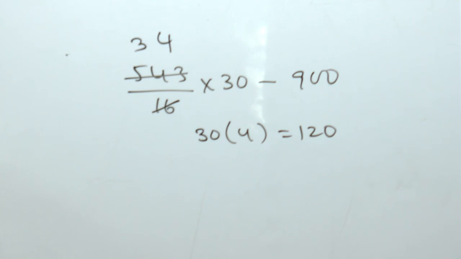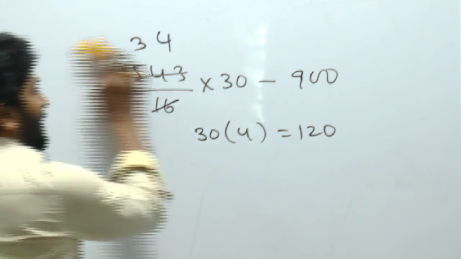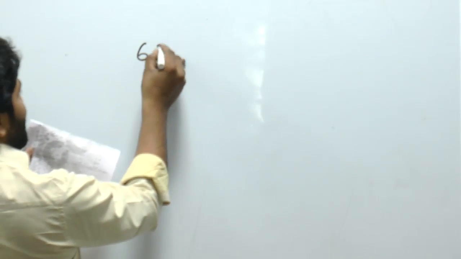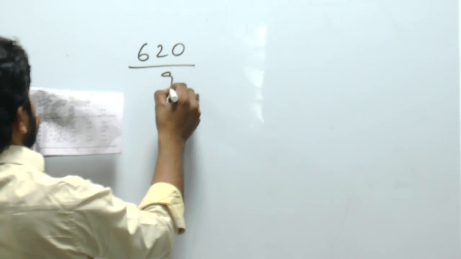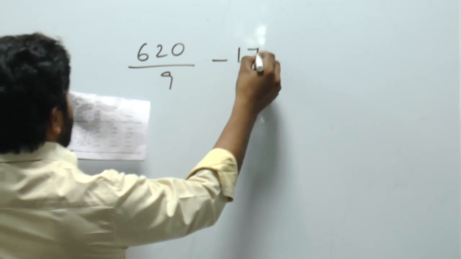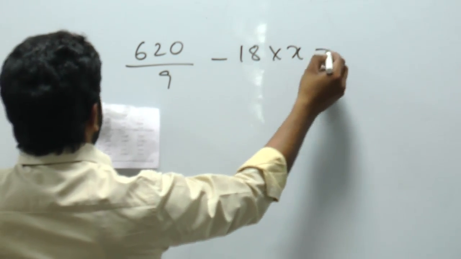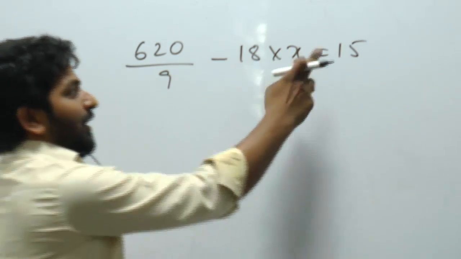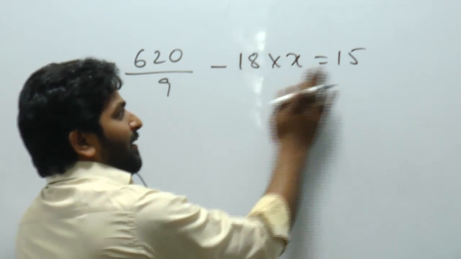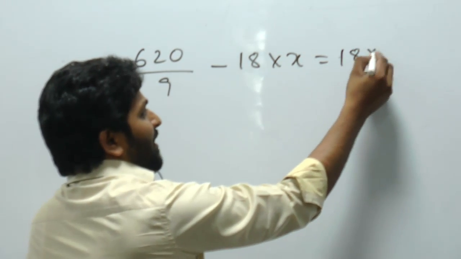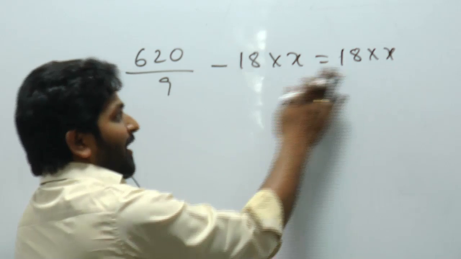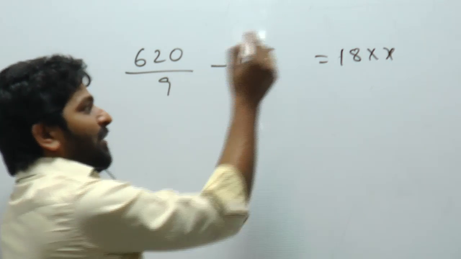Next, 54. 620 divided by 8.99 we have, so let it be 9. 620 divided by 9 minus 17.95 we have, let it be 18 into x is equal to 15. Take this to right hand side. So that becomes 18 into x and we have 15 here, that becomes minus 15.